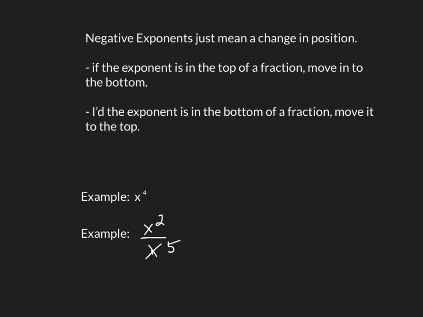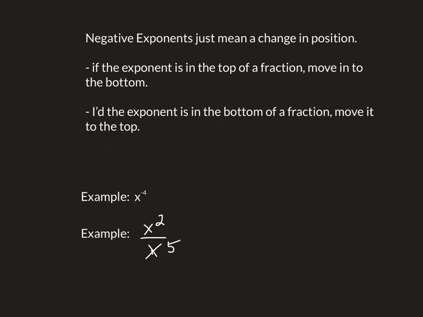So what are negative exponents and what do they mean? They just mean that your variable or whatever you have to an exponent is going to change position. So if the exponent is in the top of a fraction, then you want to move it to the bottom, and this should say if. This is a typo here. It should say if the exponent is in the bottom of a fraction, move it to the top.